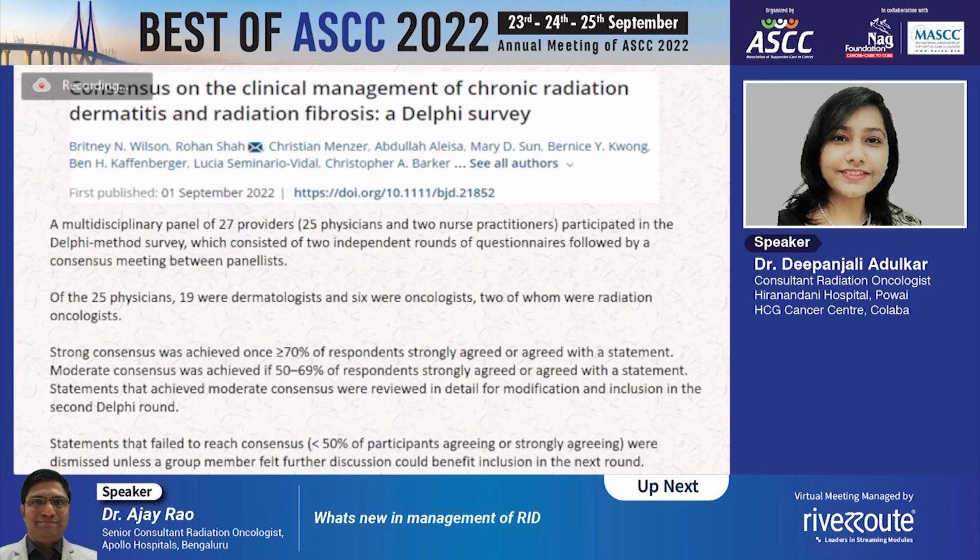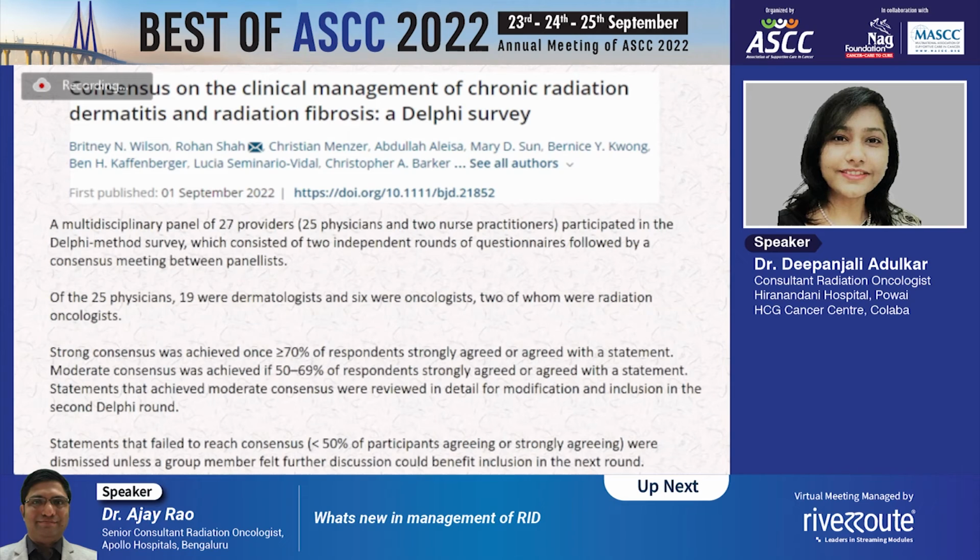I have not gone through the entire paper. I could come across only the abstract, so I'm just going to present the key points mentioned there. This was for chronic radiation dermatitis and for radiation fibrosis. It was just recently published, and there was a multidisciplinary panel of 27 providers, out of which 25 were physicians and 2 were nurses. Of the 25 physicians, 19 were dermatologists, 2 were radiation oncologists, and 4 were other oncologists.